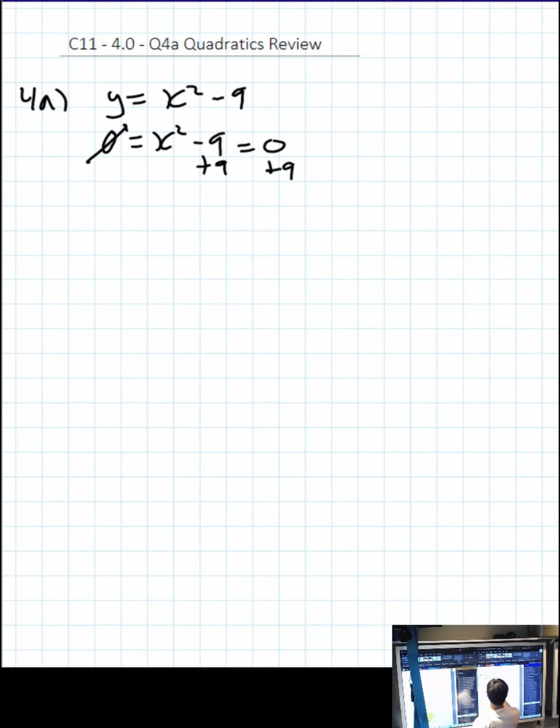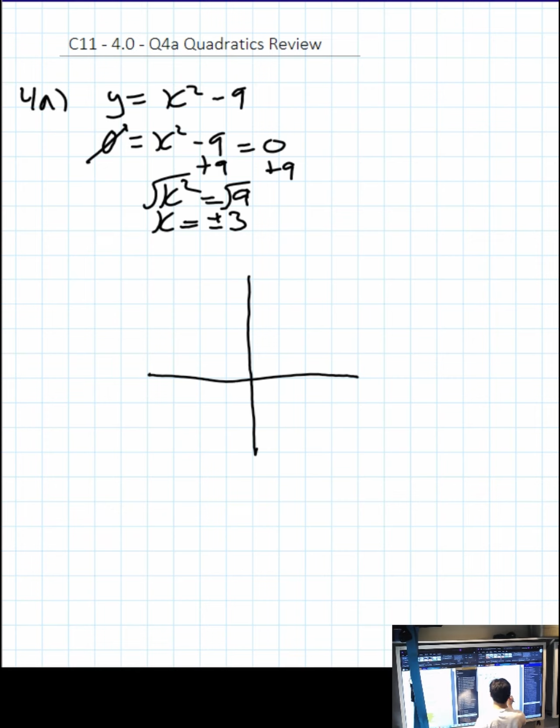And x squared equals 9. And we can square root both sides. And we'll get x equals plus minus 3. So let's graph this one. So let's draw a little graph. And let's put x-intercepts at plus 3 and minus 3. And draw a parabola. Awesome.